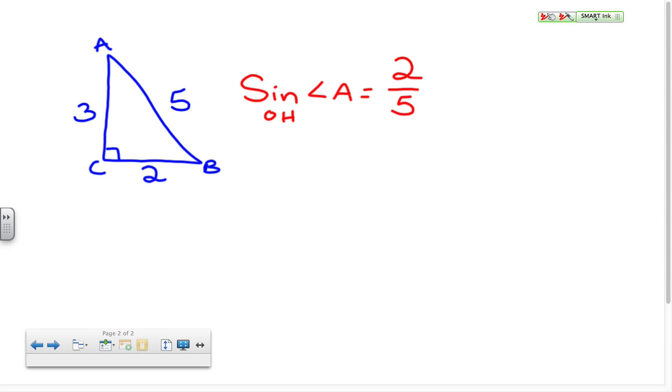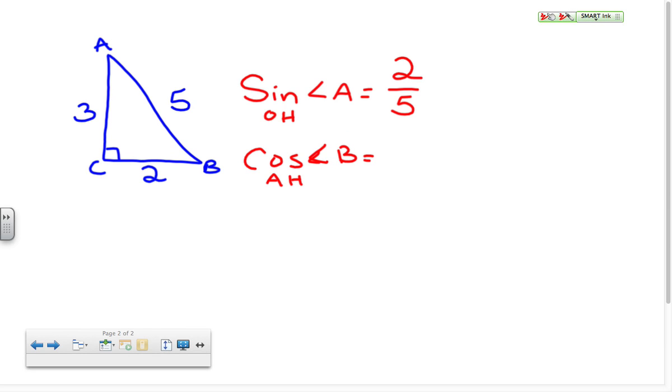Now I'm going to show you something fun with this. Let's say I find the cosine of angle A. Cosine is CAH, so adjacent. So now I'm, oh no, sorry, I was looking wrong. I want to find the cosine of angle B.